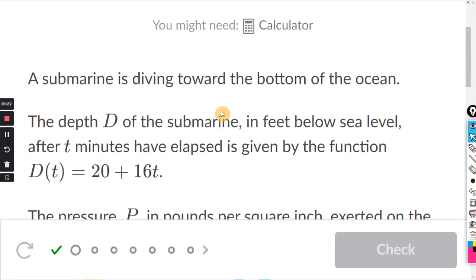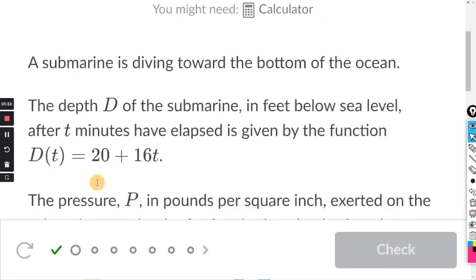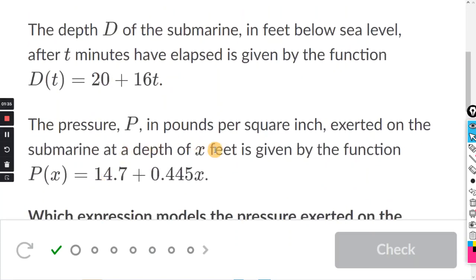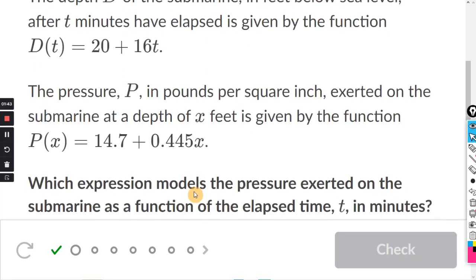A submarine is diving toward the bottom of the ocean. The depth D of the submarine in feet below sea level after t minutes have elapsed is given by this function here, d of t. The pressure P in pounds per square inch exerted on the sub at a depth of x feet is given by the function P of x equals this function. Which expression models the pressure exerted on the sub as a function of the elapsed time t in minutes?